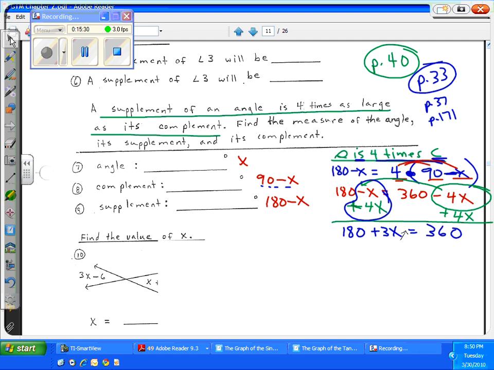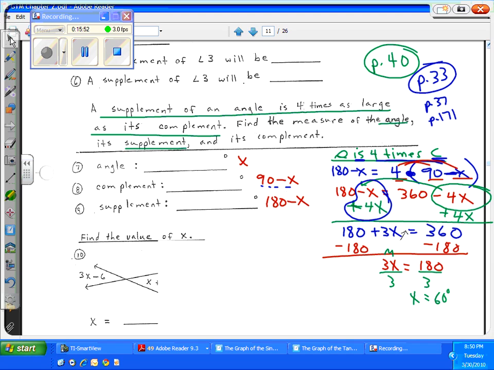So we've done all we can do to simplify. The variable we're isolating is now on one side, so now it's time to start undoing. So we would subtract 180 from both sides. We would get 3x is equal to 180 degrees. We're then going to undo multiplication by division, and we would get x equals 60 degrees.